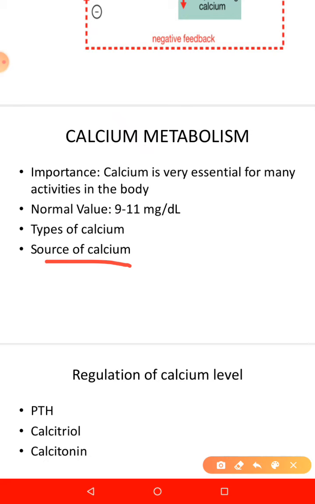We saw that in conditions where there are low levels of calcium, PTH will be released, and it will increase the osteoclastic activities, thereby resulting in bone resorption. This makes available the calcium needed in the blood for physiological processes.